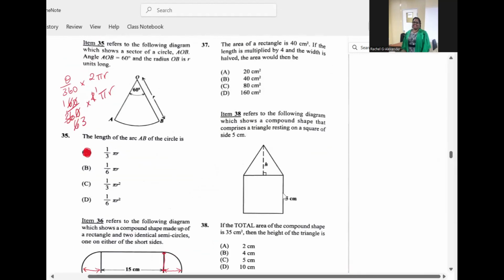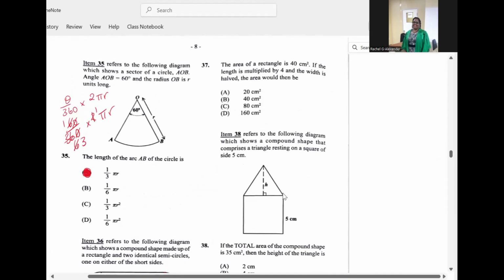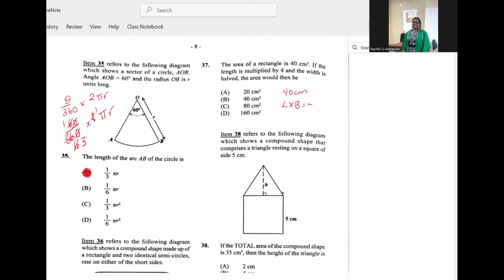Question 7. The area of a rectangle is 40 cm². If the length is multiplied by 4 and the width is halved, then the area would then be what? Okay, so if it's already 40, that means the length times the breadth is 40, right? Now they're saying they multiplied the length by 4 and the width is halved, which means it's half of the width.